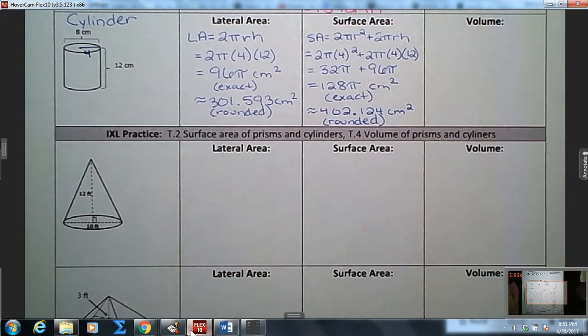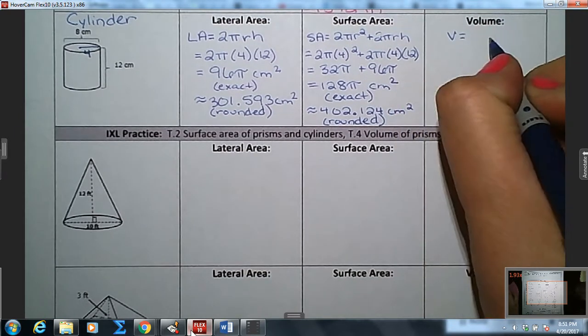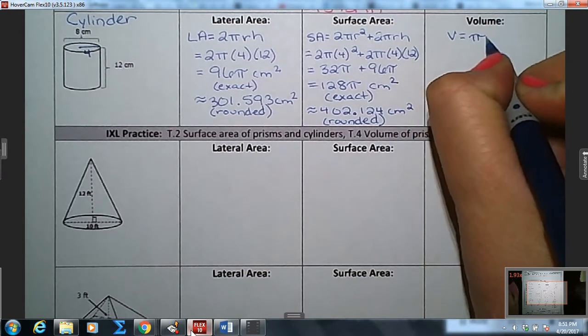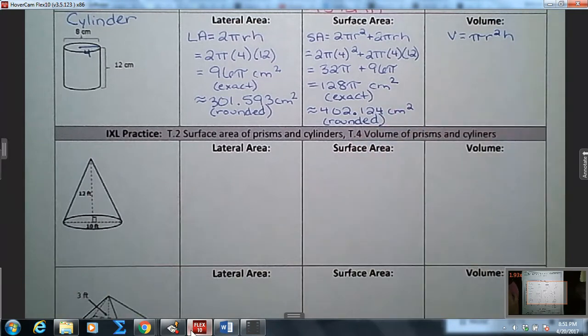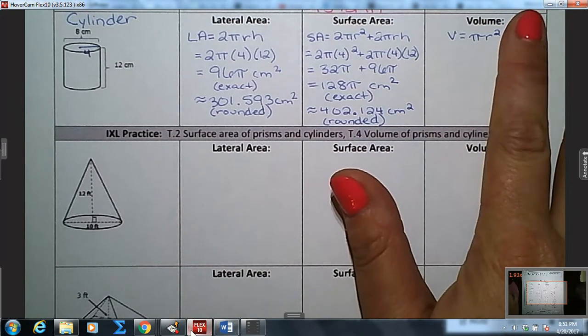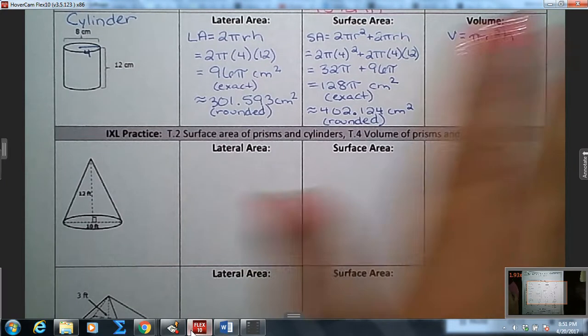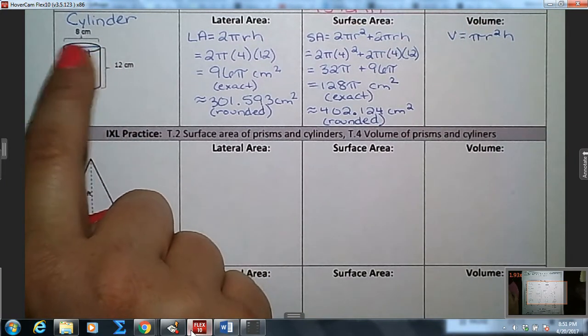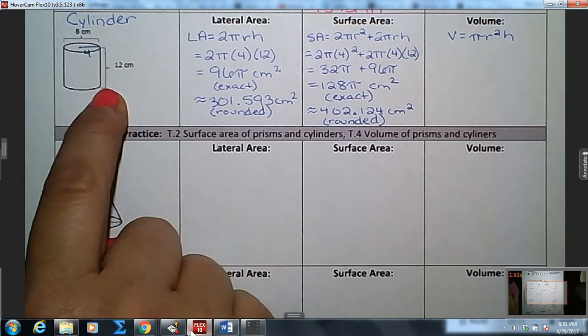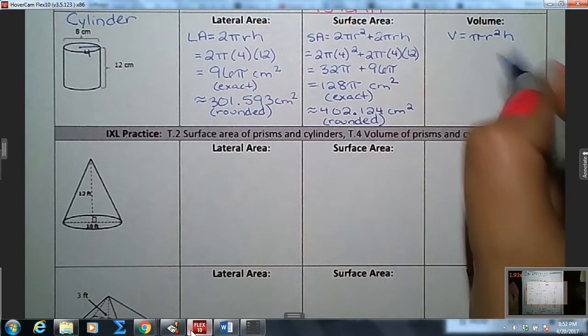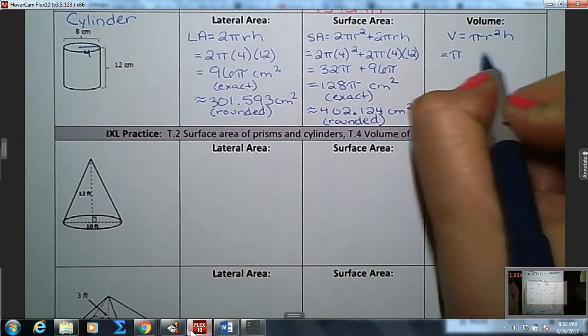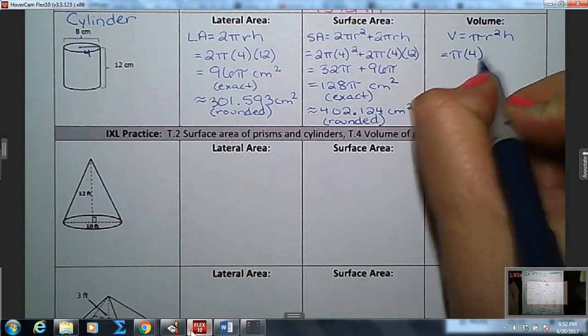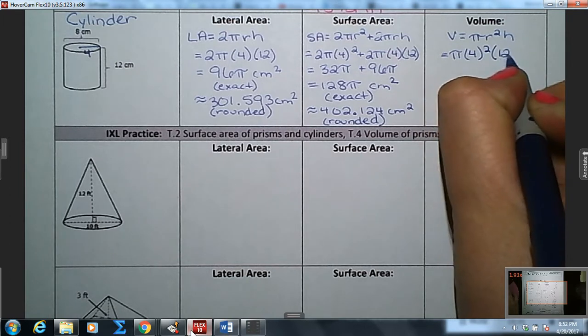Our last calculation is for the volume of this cylinder. The volume formula is pi r squared h. Pi times radius squared times height. Pi r squared again, that's the area formula for this upper circle, pi r squared. So we're taking this upper circle's area times the height of the cylinder. Pi times the radius, which is 4, squared, times the height of 12.